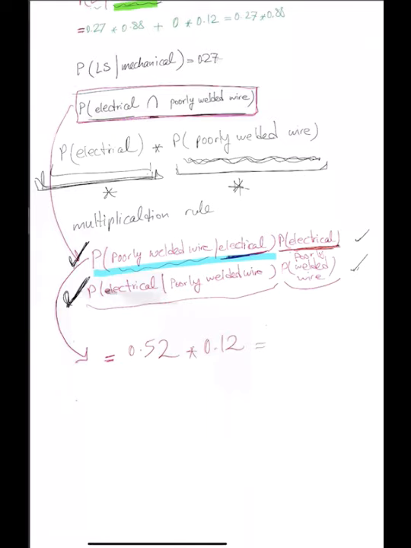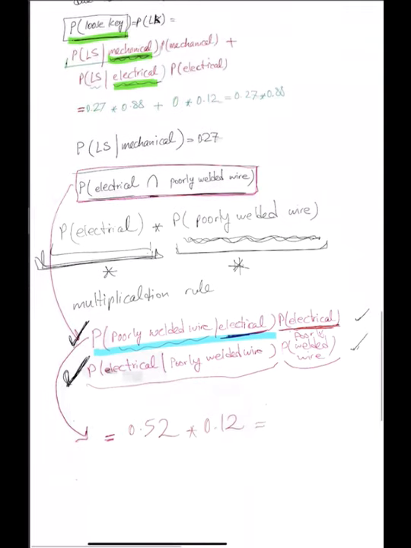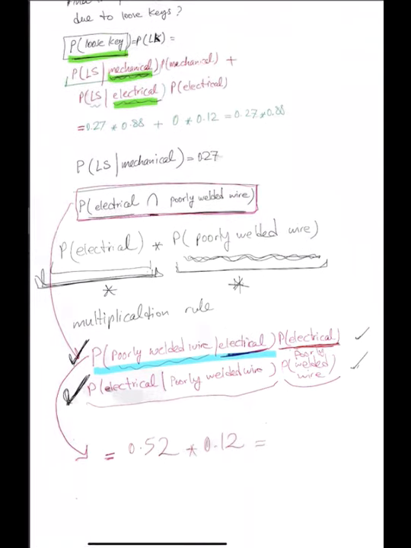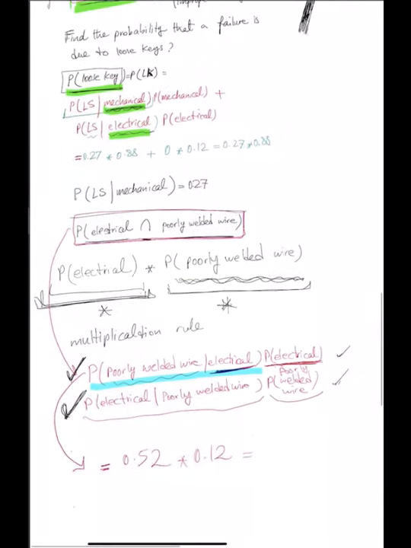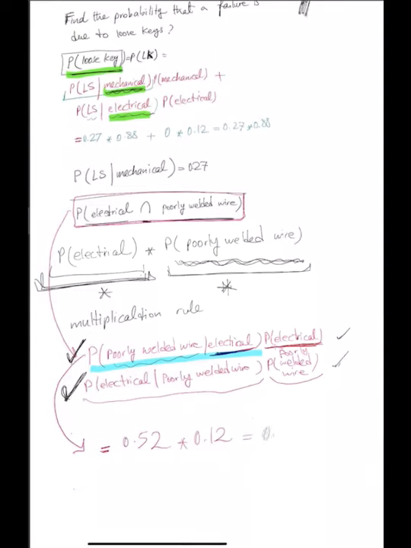Any question? Go ahead. I was just going to give the answer for 0.52 times 0.12. It's 0.0624. Thank you.